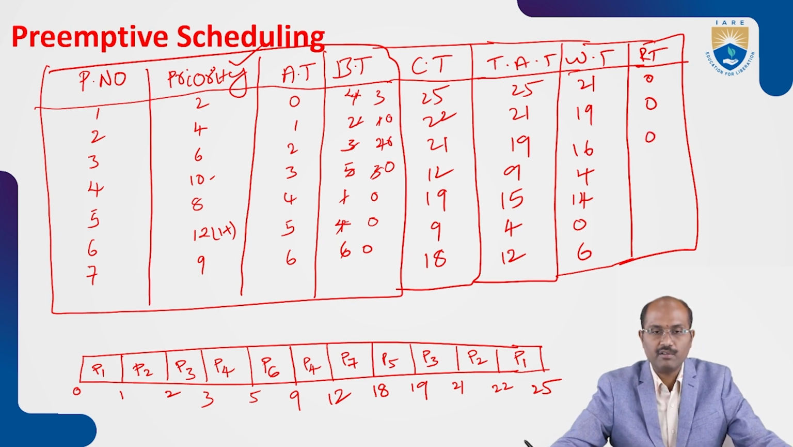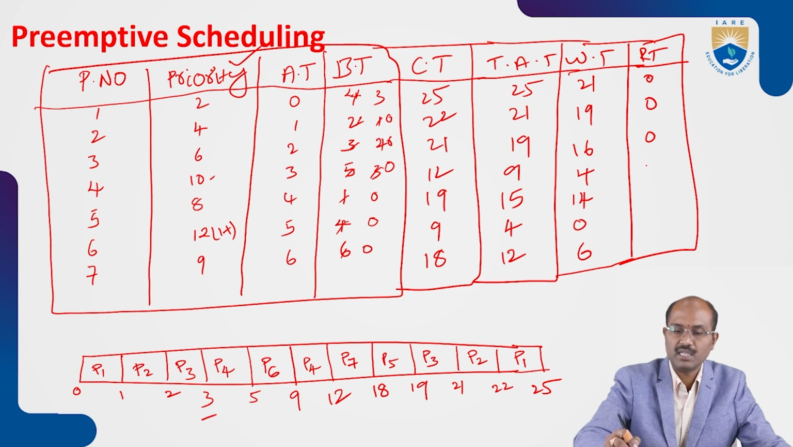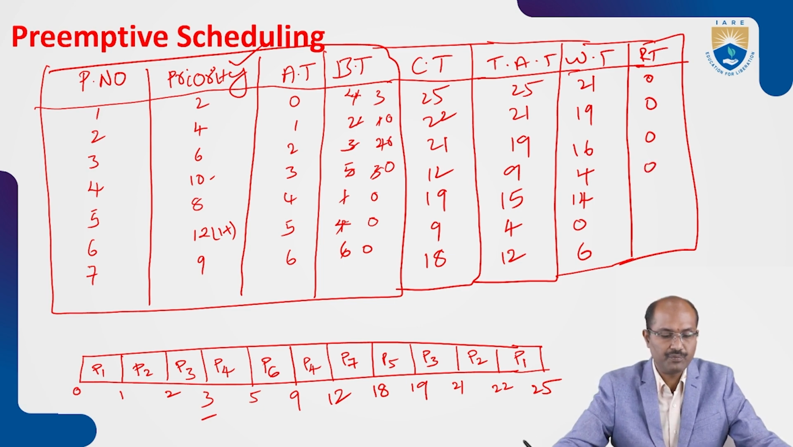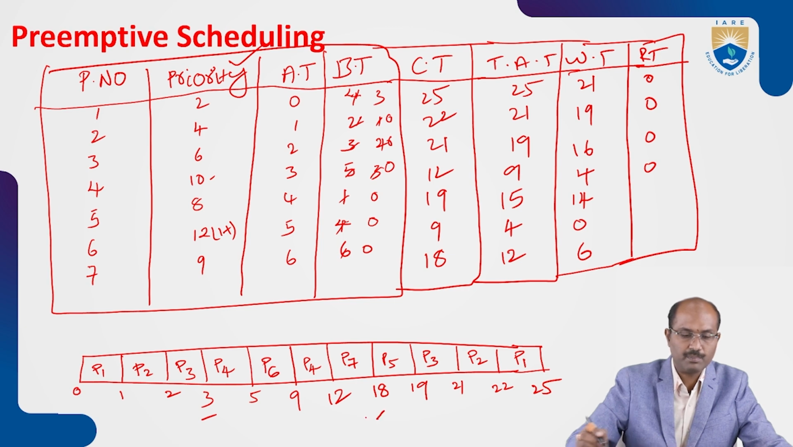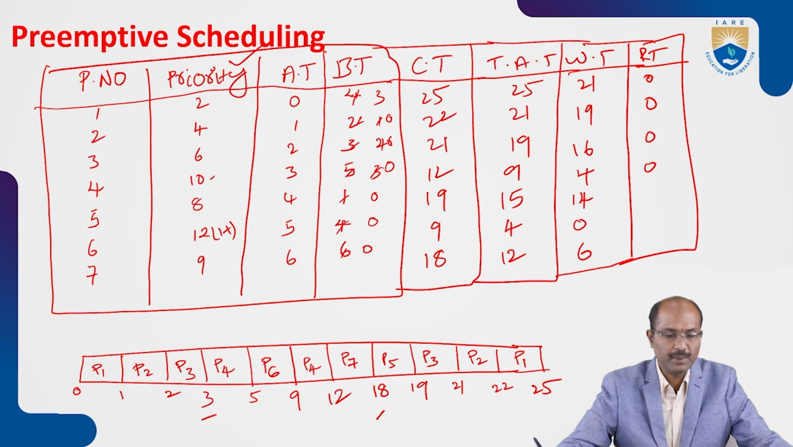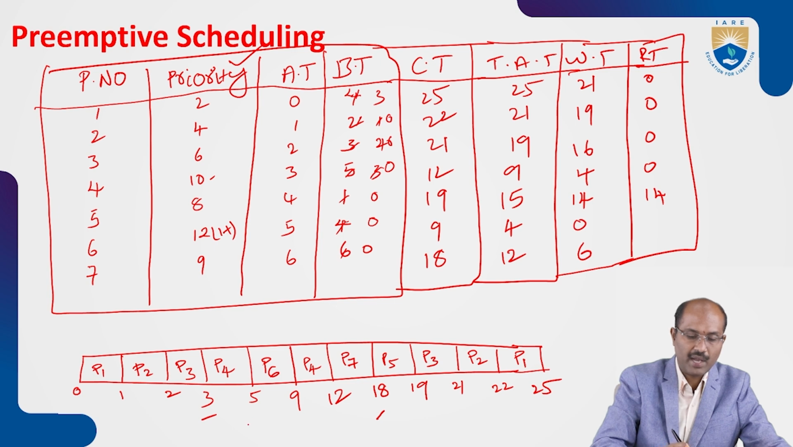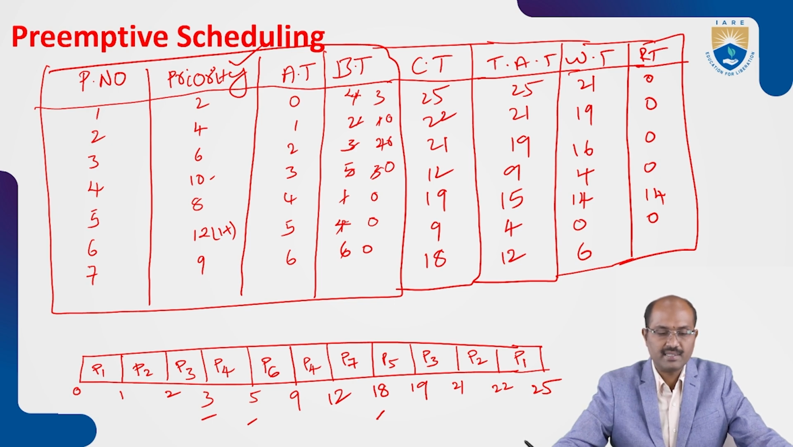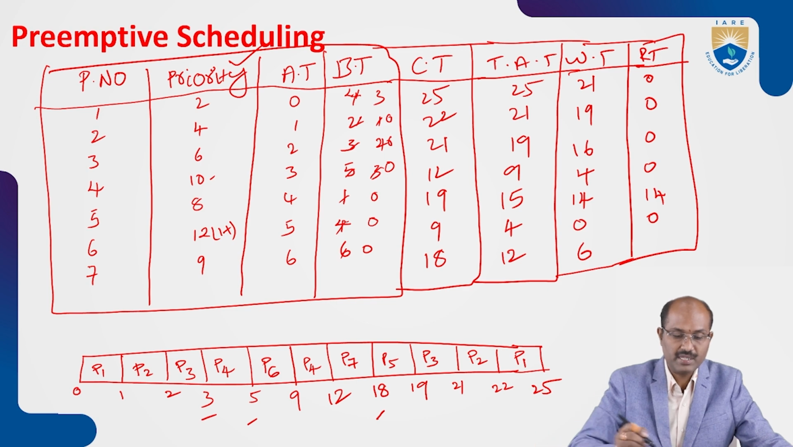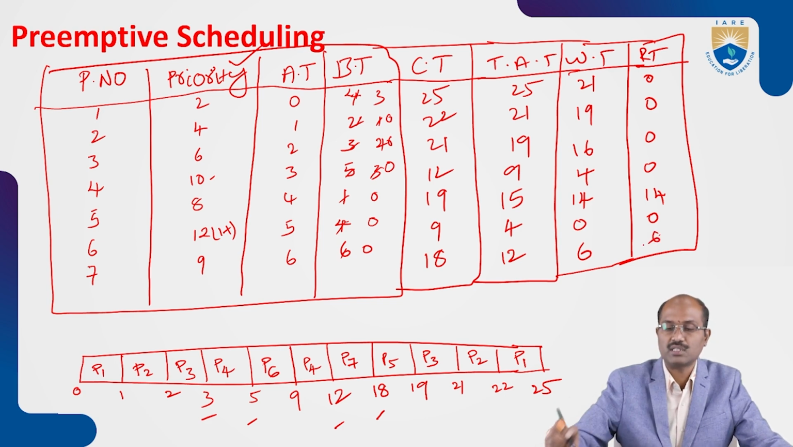P4, as we see from the Gantt chart, first entered at 3 units of time. P4 arrival time is also 3, so 3 minus 3 is also 0 for P4. Similarly for P5, we observe that P5 first entered the Gantt chart at 18 units of time and arrived at 4, so 18 minus 4, that is 14, is the response time for P5. P6 first entered the Gantt chart at 5, arrival time 5, so P6 becomes 0. P7 is the last process that entered the Gantt chart, at 12 units of time. P7 arrival time is 6, so 12 minus 6, 6 is the response time.